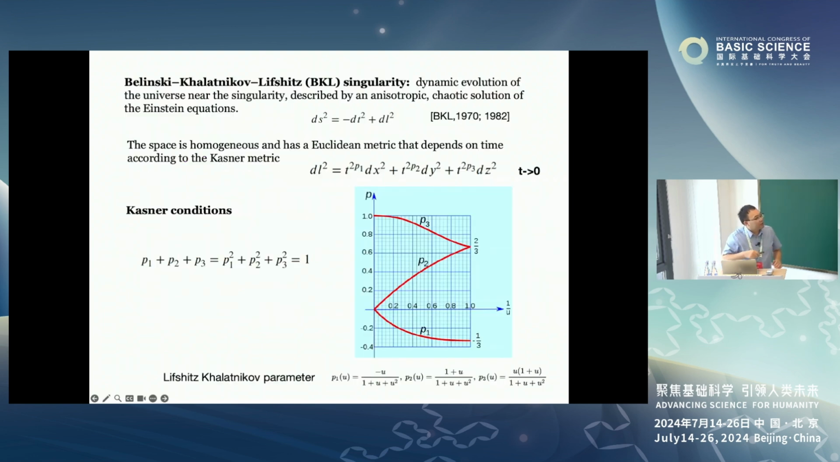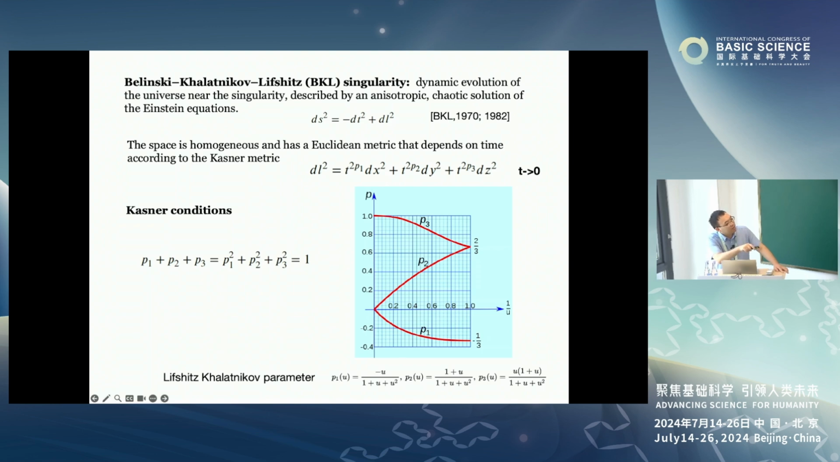So there are very famous results for the singularity. They call it the BKL singularity. They consider the dynamical evolution of the universe near the singularity. BKL showed that it is described by an anisotropic chaotic solution of the Einstein equation. You see this tau is the proper time near the singularity. So this is the spatial part of the metric, and this is the time part.